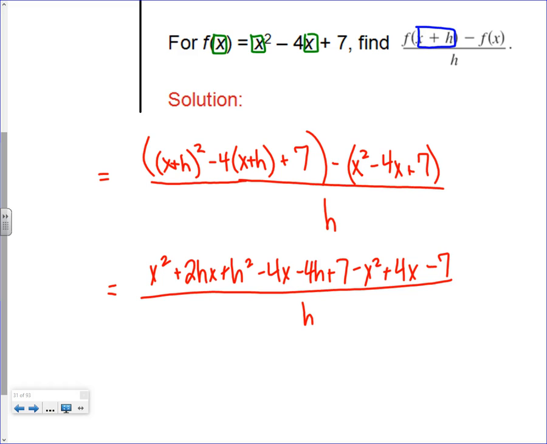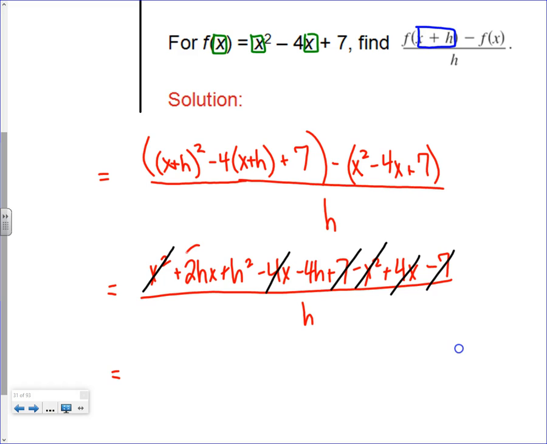All kinds of stuff, right? Meaning, who cancels? Those are done. Who else cancels? 4x. What else cancels? Wait, everything canceled that didn't have an h? That's the thing. Everything left has an h. Why is that convenient? Exactly. It's about to get a whole lot simpler.